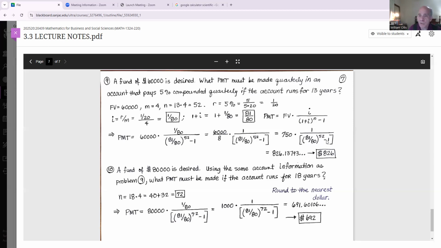So what we can do, and you can do this, you can use the reciprocal key on your calculator, or you could just do 1 divided by this expression where you use your parentheses. So now we have 1 divided by 81 divided by 80 with the exponent key raised to the 52nd power minus 1. We get that particular approximation. And then we multiply that result by 750 in one character string.